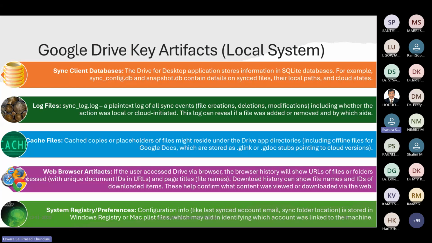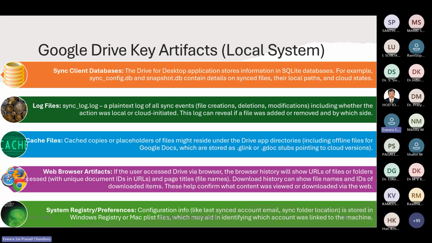Coming to the key artifacts from the local system, because we have to rely basically on the local systems. The synchronization databases store information in SQLite databases, like the synchronization configuration database and snapshot related databases. These contain the details related to synchronized files, local paths, and the cloud states, that is, whether it is synchronized to the cloud, whether it is available in the cloud, or whether it is located only on the local machine and is still to be synchronized to the cloud. Those details will be available from the SQLite databases.